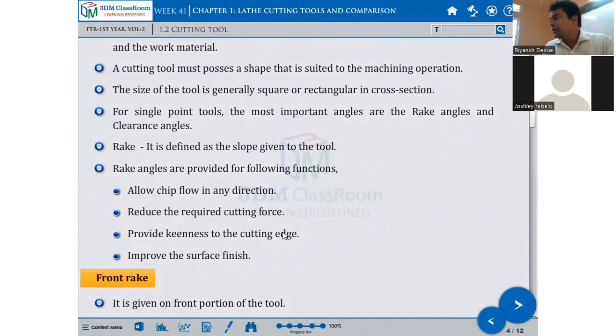This tool geometry is very important. If this tool geometry is not matching, your turning will not be done. Okay.